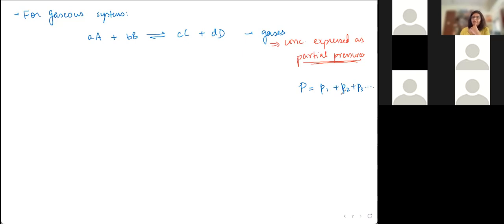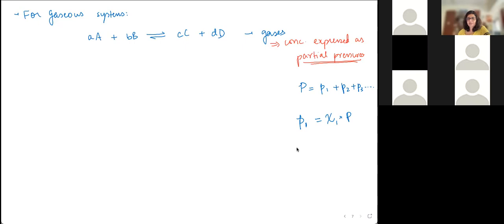But if I want to find specifically, what is the partial pressure of P1? How does it relate to total pressure? Like, how can I find out the specific pressure of P1, the specific pressure of P2? Ah, Ritu remembered it. Correct. Mole fraction. You use the mole fraction. So the partial pressure of any one component is equal to the mole fraction of that component times the total pressure.